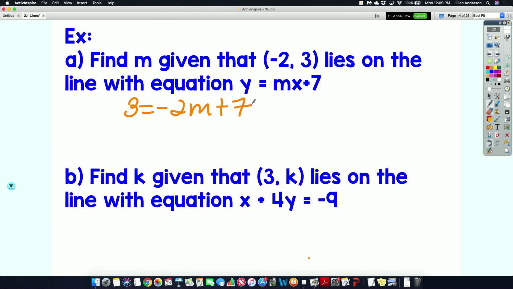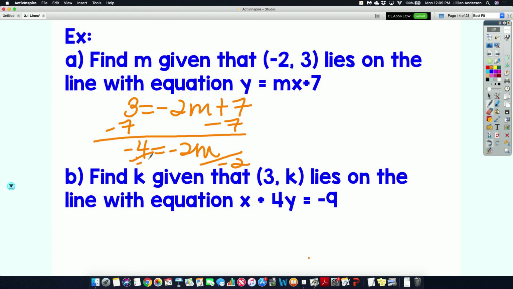How do I solve? What's 3 minus 7? So negative 4 equals negative 2m. Now what do I do? Divide by negative 2. What's negative 4 divided by negative 2? 2. So m is equal to 2. You do a similar process with the next one. Doesn't matter what form it's in. You still just plug in and solve for your variable, yes? Do I need to do that one?